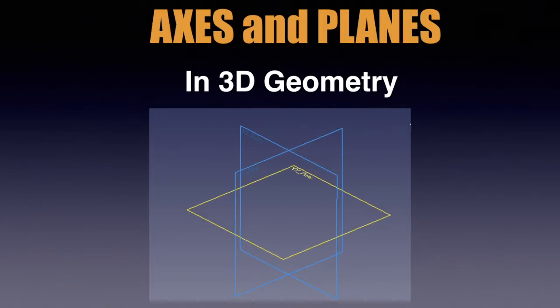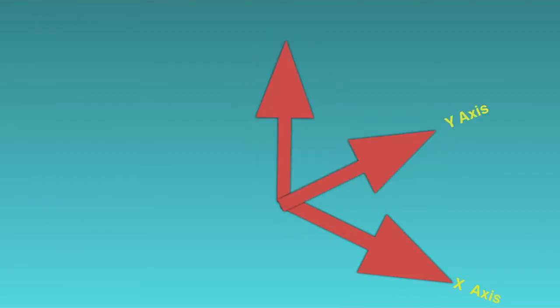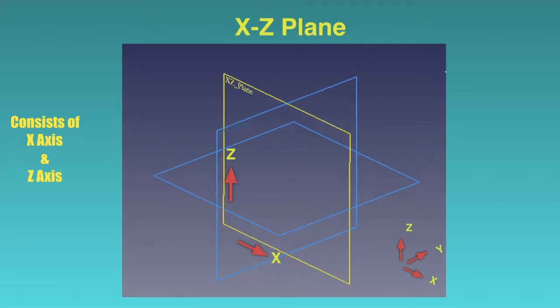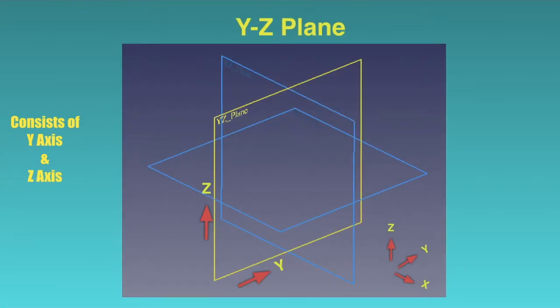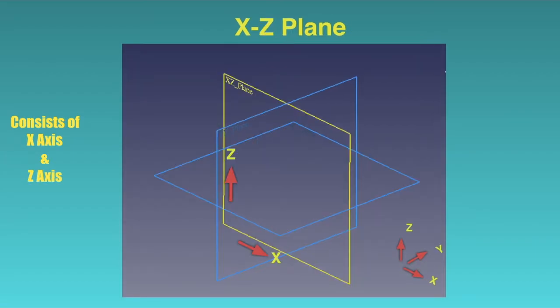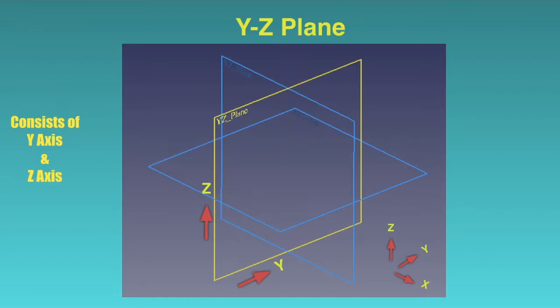We know that in 3D geometry, we are to work with three axes, namely x-axis, y-axis, and z-axis. With these three axes, we can have a combination of three planes, namely xy plane, xz plane, and yz plane. Xy plane, as the name suggests, consists of x-axis and y-axis. Similarly, xz plane consists of x-axis and z-axis. And lastly, yz plane consists of y-axis and z-axis.